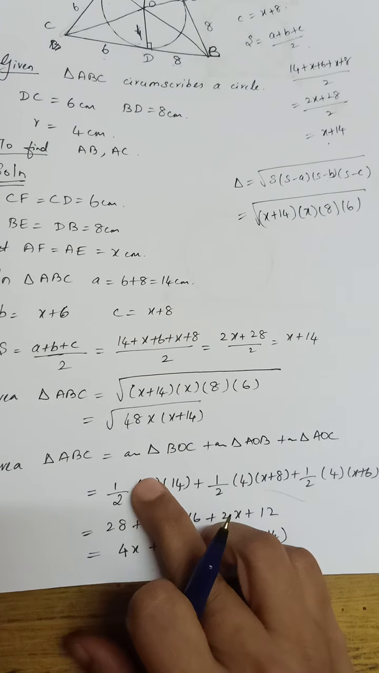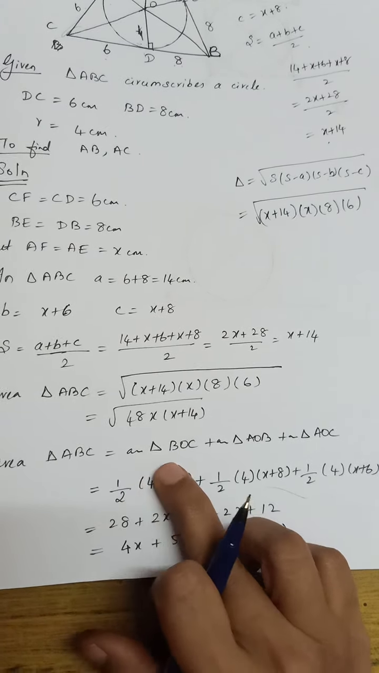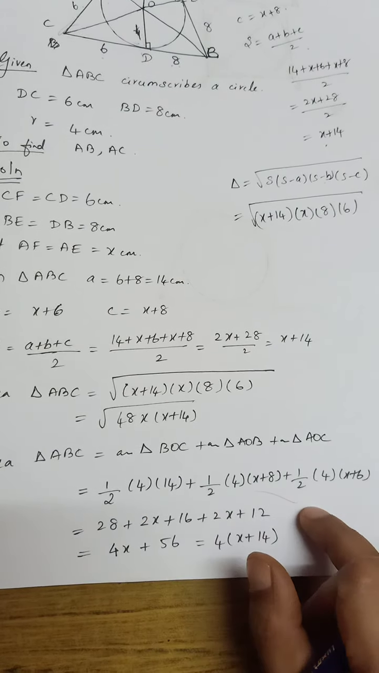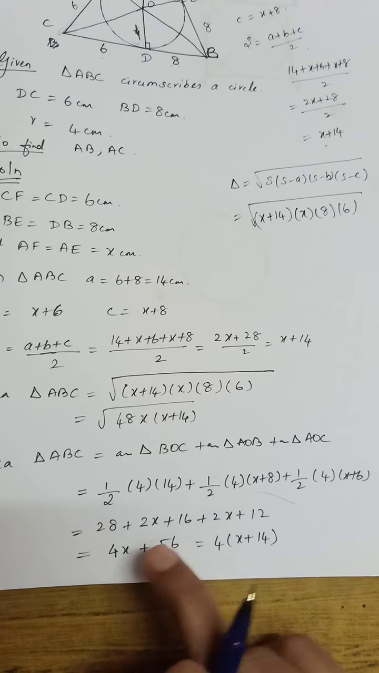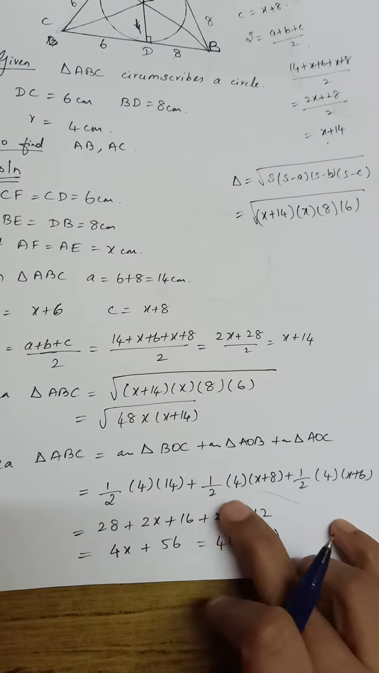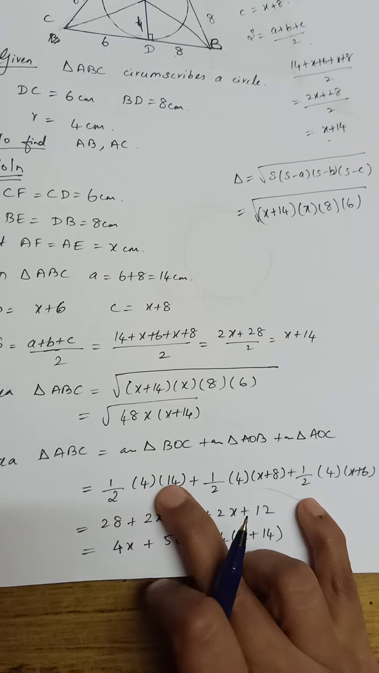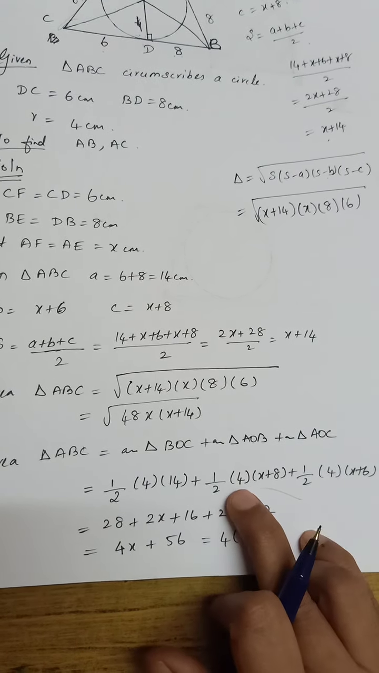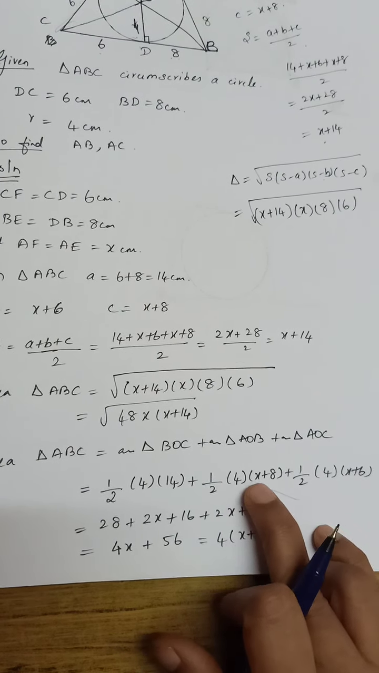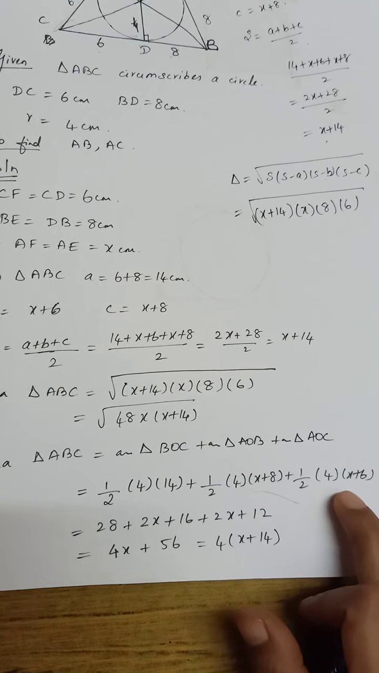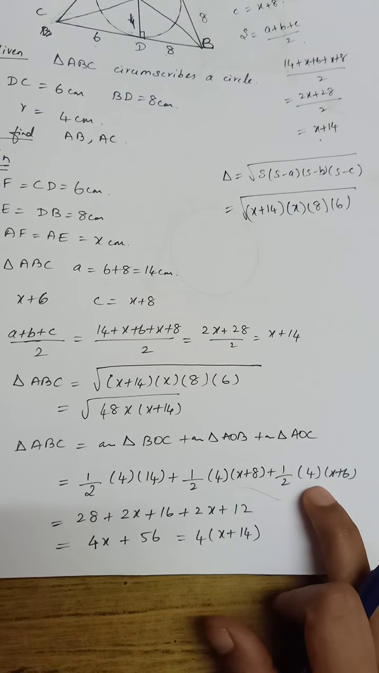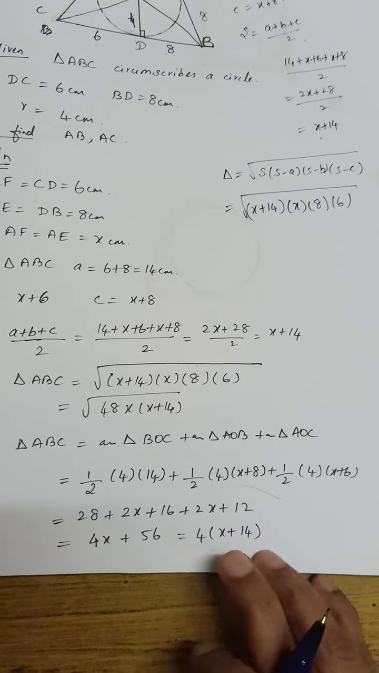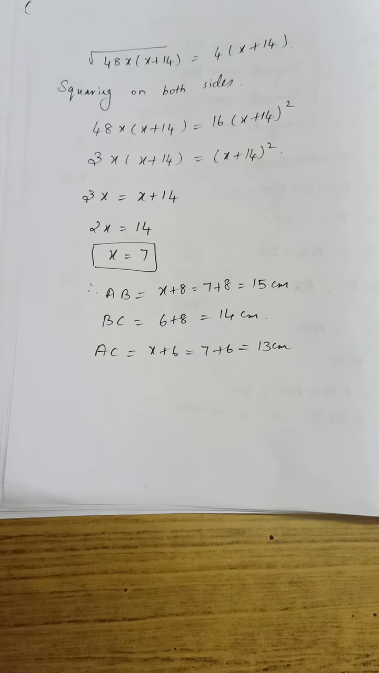Then for the remaining part, the area of triangle ABC, I am splitting it into the 3 small triangles. For each one I have written half base into height as I explained earlier. Then in everything we can cancel the 2 and 4. 2 into 14 is 28, 2 into x plus 8 is 2x plus 16, and 2 into x plus 6 is 2x plus 12. Adding, we are getting this from here. I have taken a 4 common.